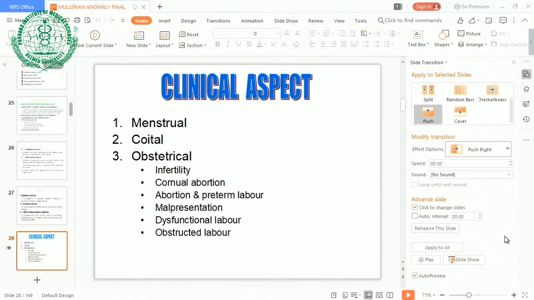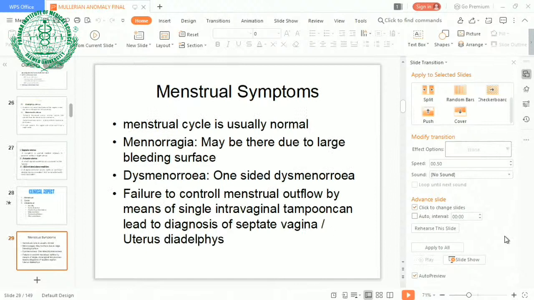Coming to clinical aspect, there can be menstrual symptoms, symptoms related to coitus, or symptoms related to obstetrics. Coming to menstrual symptoms, menstrual cycle is usually normal in the majority of the patients, but if at all menstrual symptoms are to develop, you may have menorrhagia, maybe due to the large bleeding surface, there may be dysmenorrhea, it may be one-sided in unicornate uterus on the side where the uterine horn is normal.